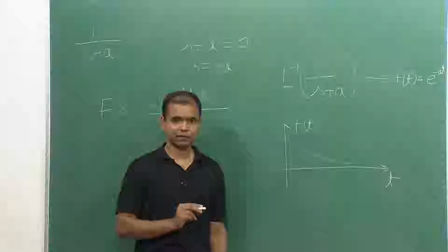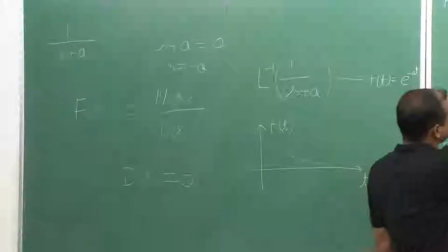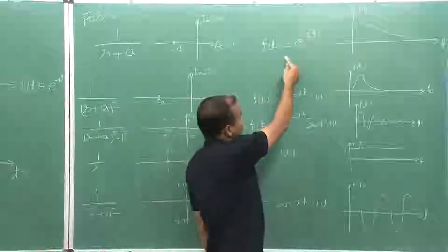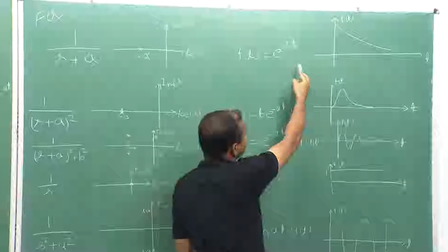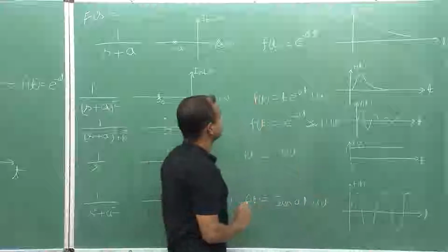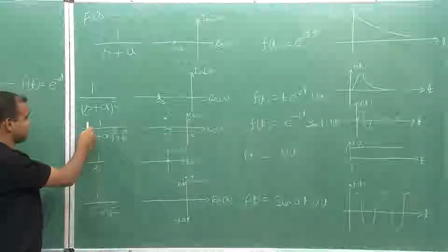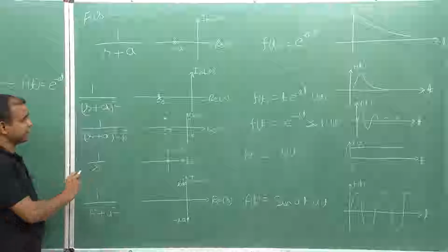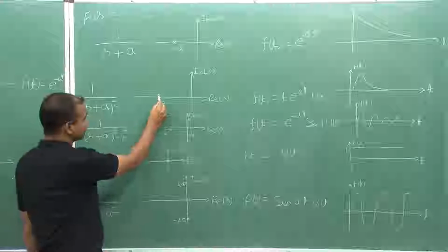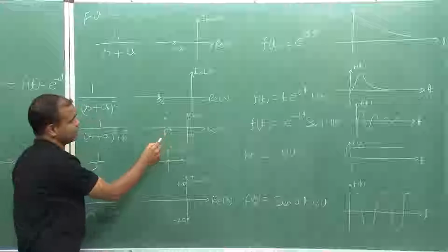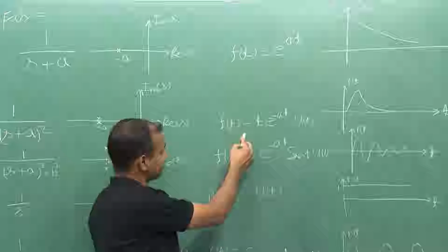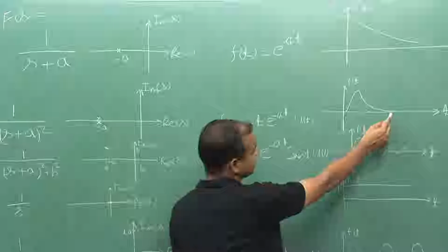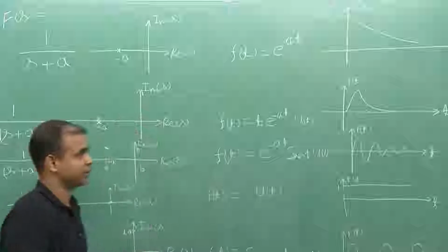Let us see more examples. Let me write on the board. So, if my pole is at minus a, in time domain the f of t will be e to the power minus a t, and response will be like this. If my transfer function is 1 by (s plus a) to the power 2, in this case I will have two poles at s is equal to minus a, and its inverse Laplace will give us the f of t, t e to the power minus a t u of t, and it will look like this. In this case also the system is stable.